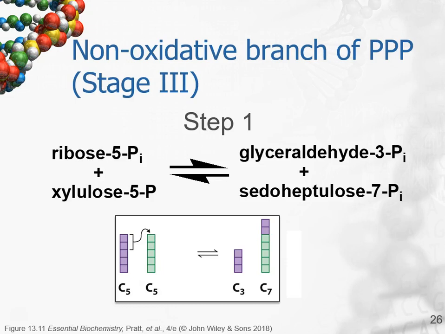So I've labeled this step 1. The other figure I just showed you had this labeled as reaction 6. But in any case, this is the non-oxidative branch of the pentose-phosphate pathway, stage 3. And there are 3 steps. This is the first one. In this reaction, we have ribose 5-phosphate and xylulose 5-phosphate transformed to glyceraldehyde 3-phosphate and sedoheptulose 7-phosphate. What's happening here is that the enzyme is the transketolase, and as we just noted, 2 carbons are going to be transferred. The ketose is going to be the donor, and the aldose is going to be the acceptor. So that means if 1 sugar donates 2 carbons to the other one, we are left with a 3 carbon sugar and a 7 carbon sugar.